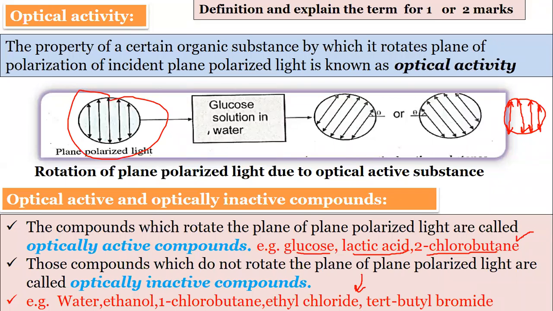When plane polarized light is passed through water, ethanol, 1-chlorobutane, ethyl chloride, tertiary butyl bromide, you cannot observe the rotation here. It will remain as it is. The plane polarized light will oscillate in only one plane. No rotation will be found. So these are very, very important concepts: chiral carbon, optical activity, optically active compounds, optically inactive compounds.